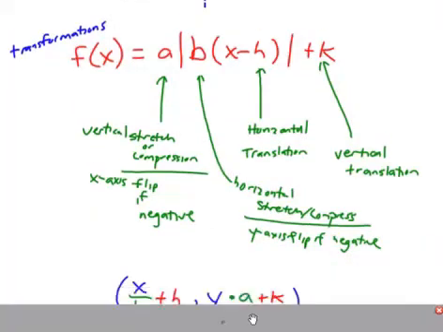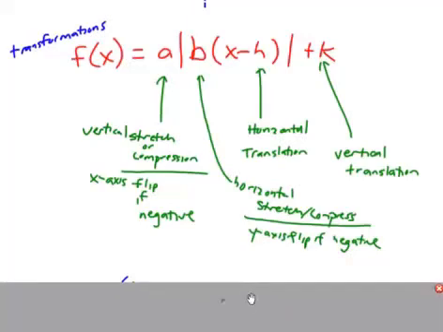In every problem that we do today, we're going to identify what a, b, h, and k are. So just know that the default values, meaning if these values are not going to actually do anything to the function, a being 1 and b being 1, if you identify that, those can be ignored. It's not going to do anything.